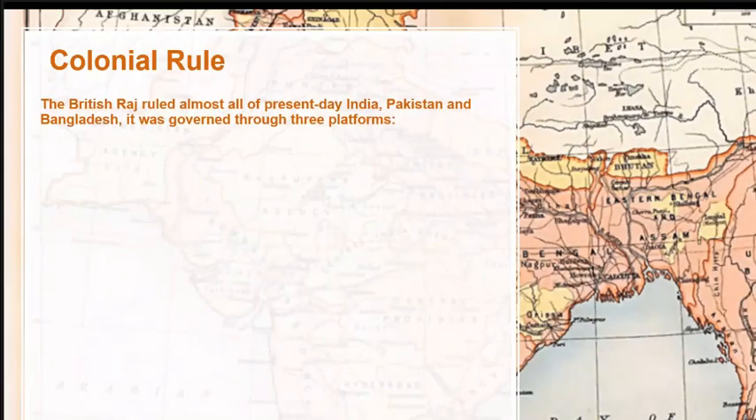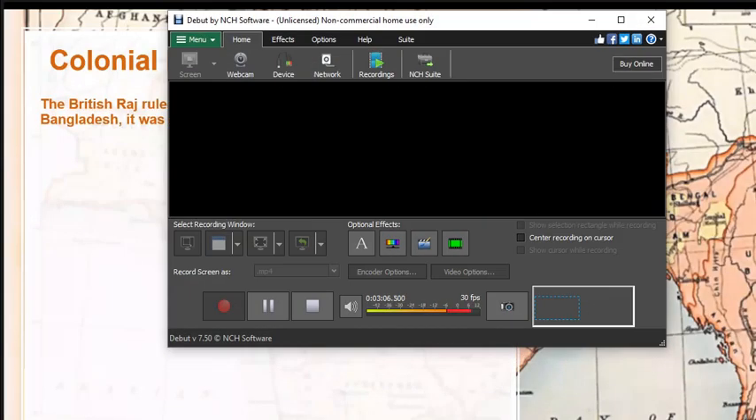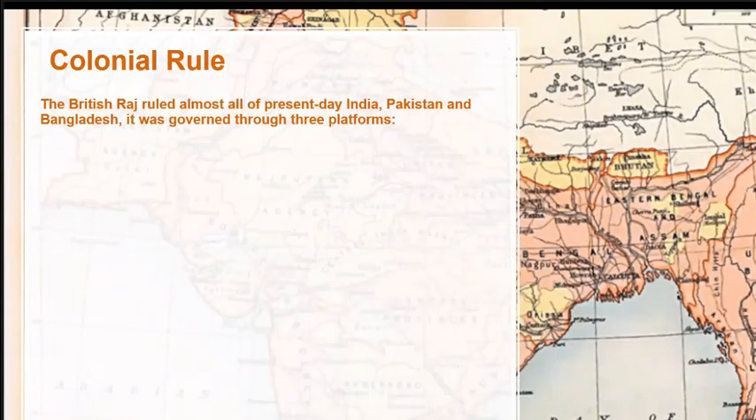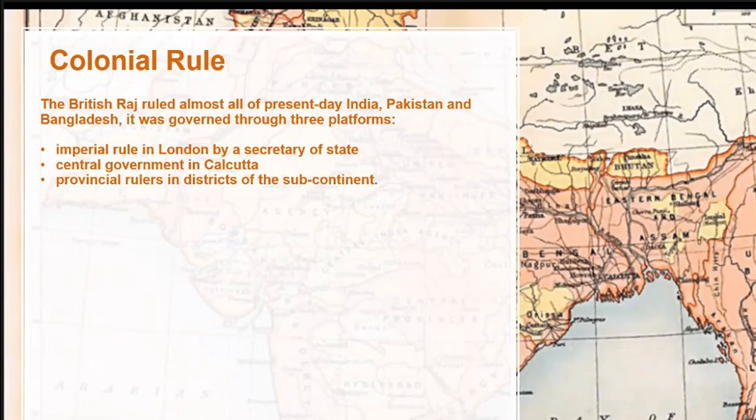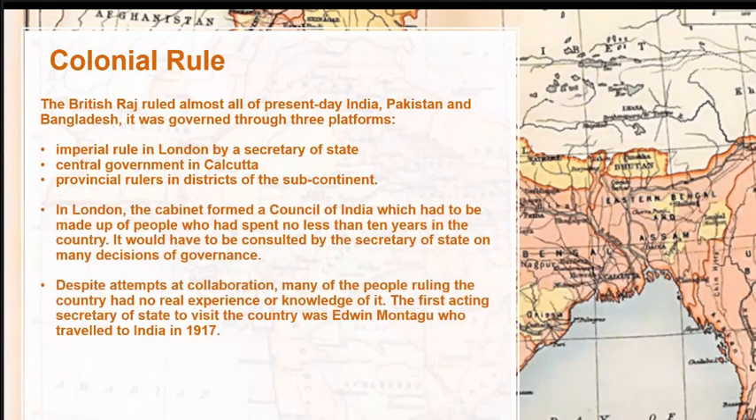So that leads us to colonial rule, and the British Raj ruled almost all of what is present-day India, Pakistan, and Bangladesh. It governed through three particular platforms. They had imperial rule in London by a Secretary of State, the central government in Calcutta, and provincial rulers in districts of the subcontinent. In London, the cabinet formed a Council of India, made up of people who had spent no less than 10 years in the country. Basically, they just consulted the Secretary of State on many decisions of the governance.